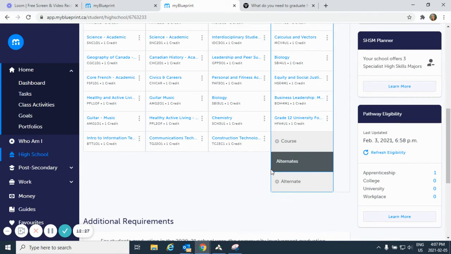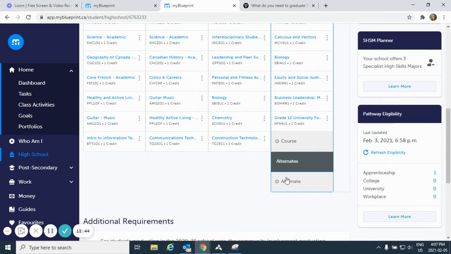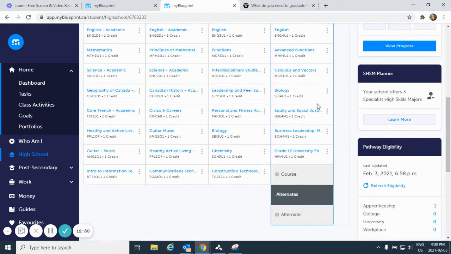There's this one course down here at the bottom. It's my alternate course. Students often ask, what's this all about? I've chosen 7 courses. I've left this spot here as a blank because I want to take a spare. Why do I have to choose an alternate course? Well, unfortunately, it does happen that sometimes you end up with a conflict on your timetable.